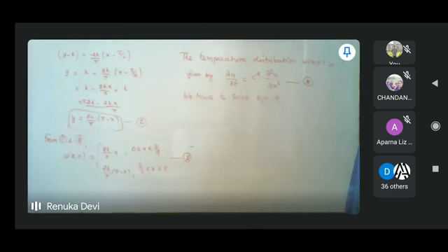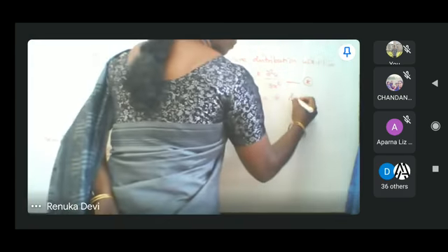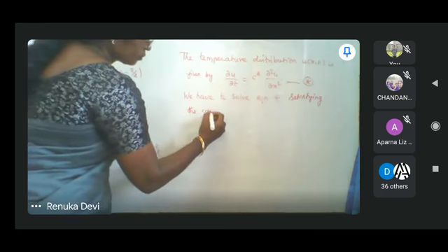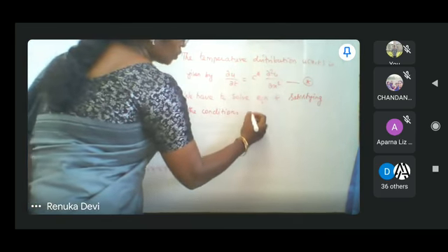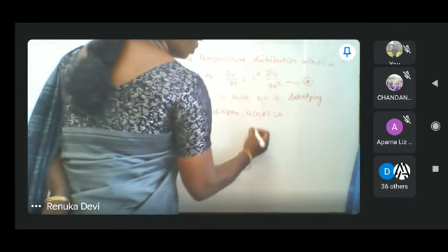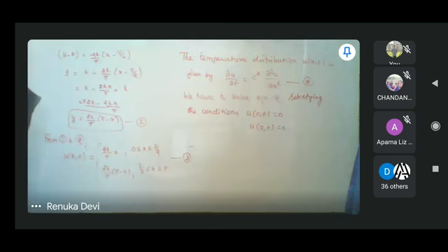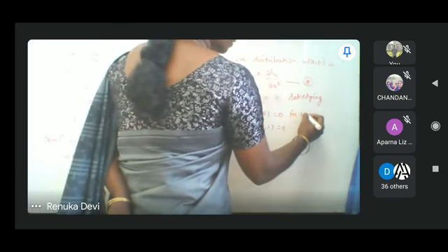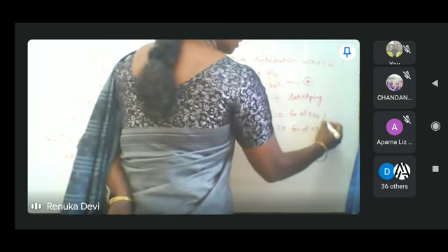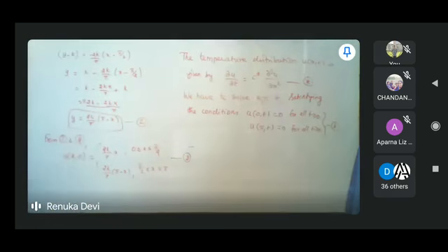We have to solve this equation star, satisfying the conditions u(0,t) is 0, u(π,t) is also 0. It is given. Initially it is 0. This is for all t greater than or equal to 0, and this is also for all t greater than or equal to 0. I take this as equation number 4.